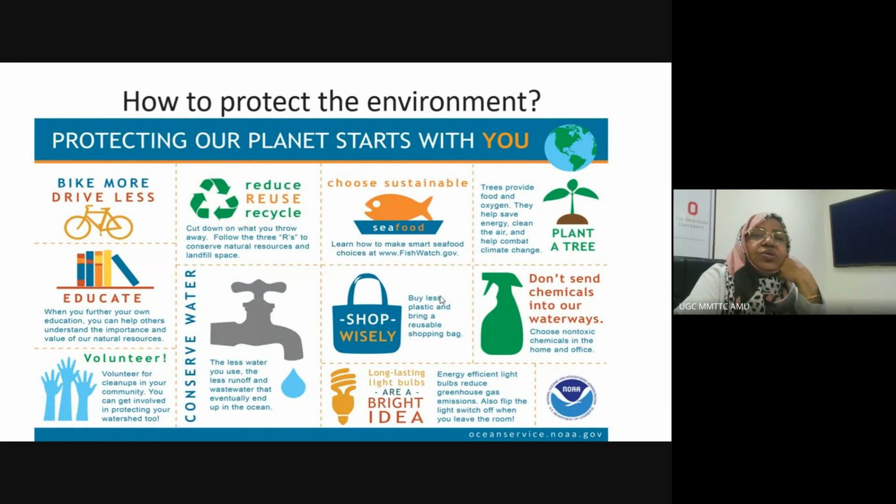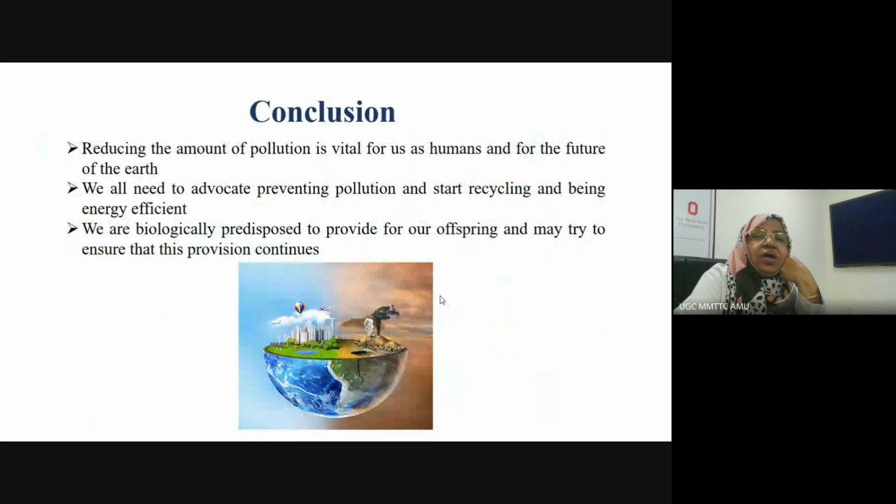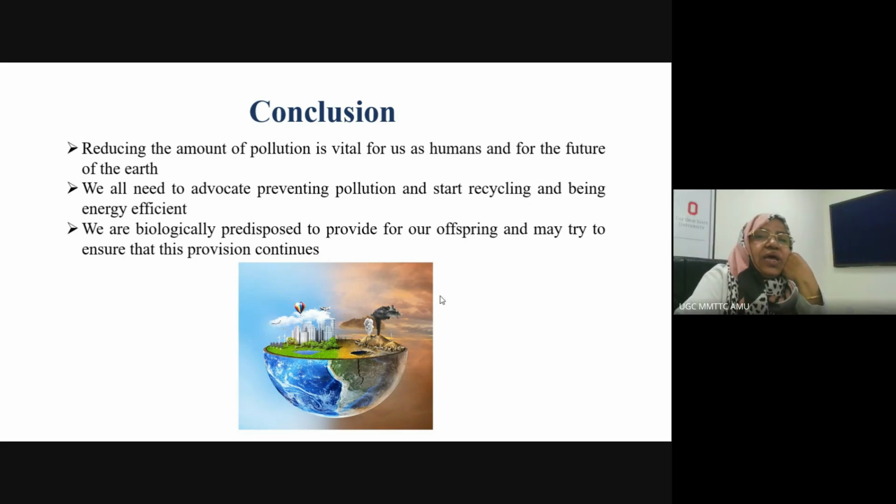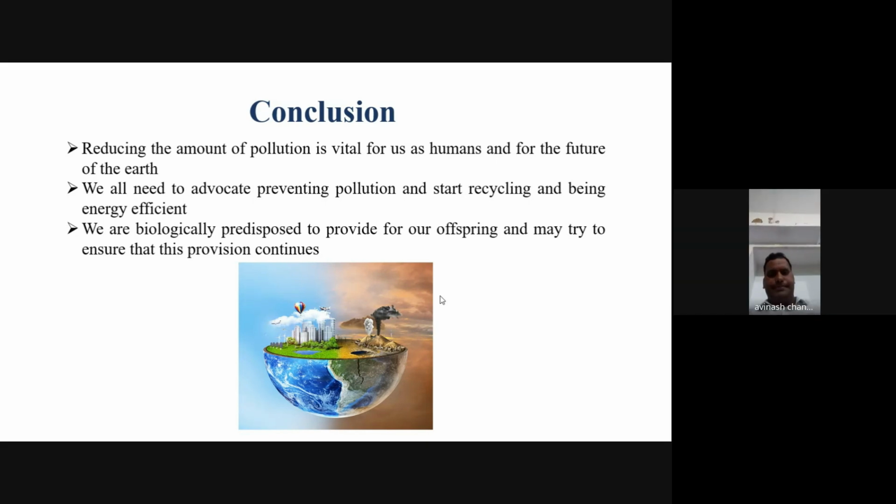So this slide shows how to protect the environment. Protecting our planet starts with you. So with this, we will finish our talk. Reducing the amount of pollution is vital for us as humans and for the future of the earth. We all need to add preventing pollution and start recycling and being energy efficient. We are biologically predisposed to provide for our offspring and may try to ensure that this provision continues. So with this, we come to the end of our talk.